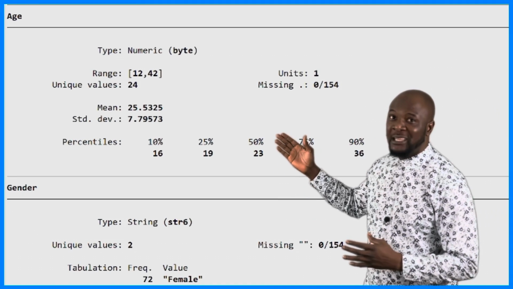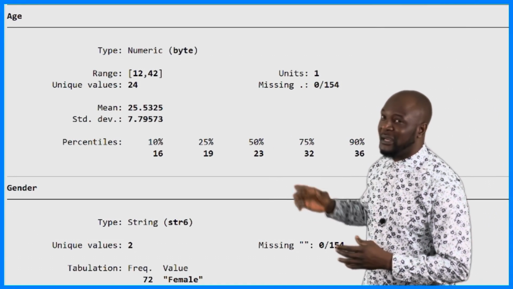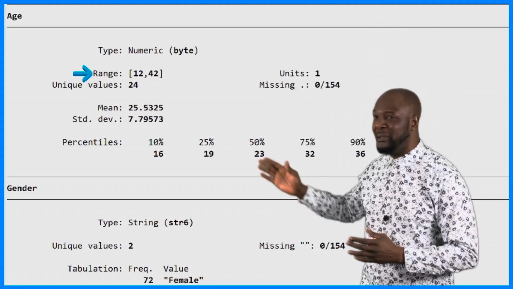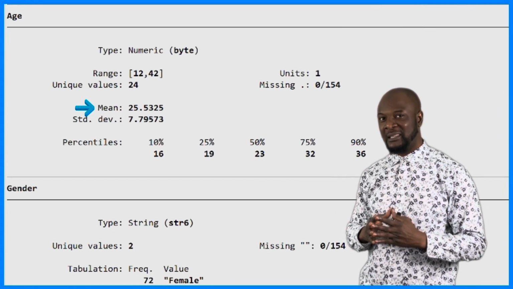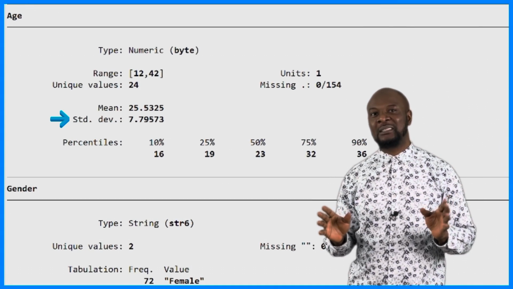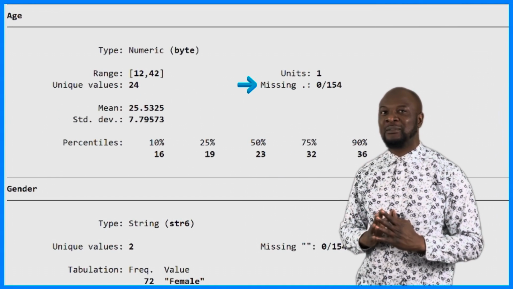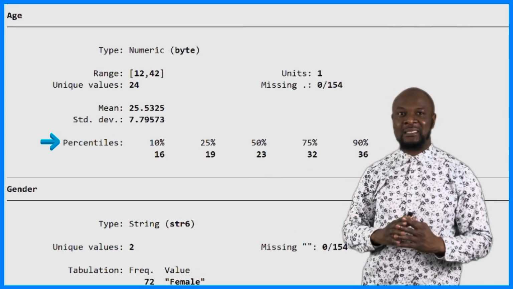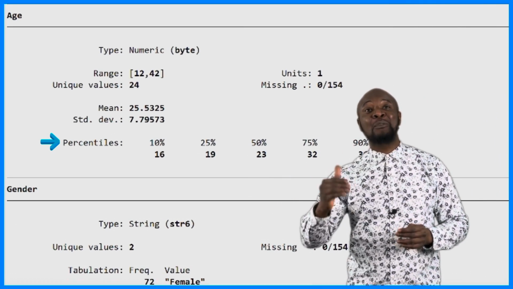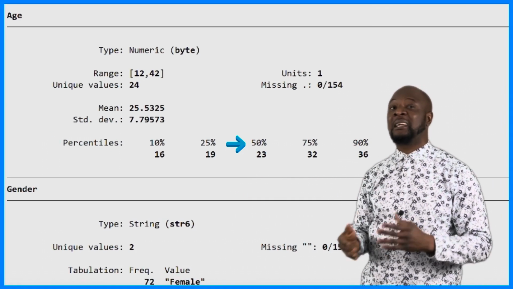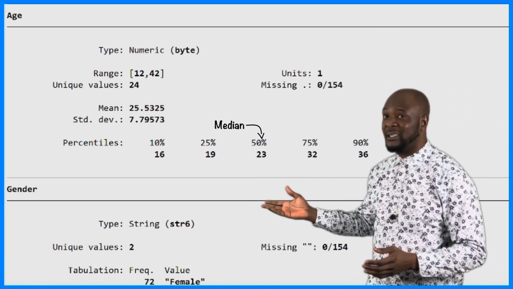So let's look at the age variable. It says numeric variable. The range is between 12 and 42 years. Awesome. The mean is 25.53 years. Standard deviation is 7.7. No missing values. See, it says 0 out of 154. Clean data. Look, we even have percentiles. Oh my God. Stata has even partitioned our data into percentiles. And you know the 50th percentile is the median, and you can see it's 23 years.